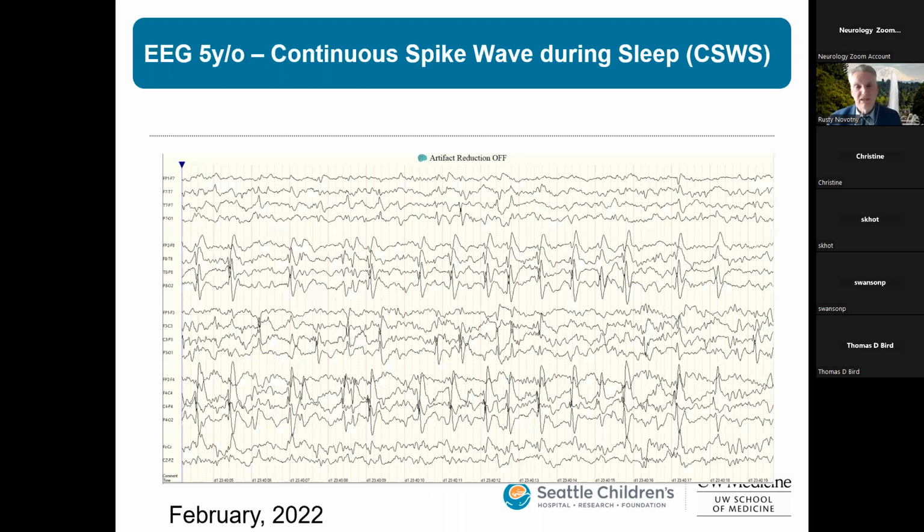This was his EEG. When he started having regression, he had almost continuous spike wave discharges, particularly during sleep, where almost 80% of his non-REM sleep was included with what are identified as interictal discharges that are bilateral, but often switching between one hemisphere and the other.